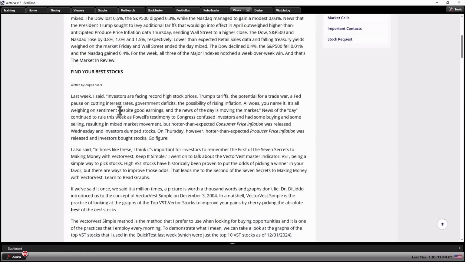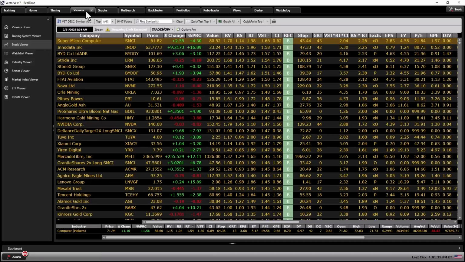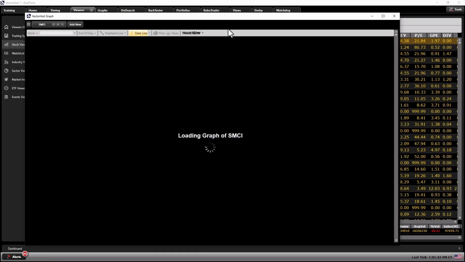So very quickly, if I go to Viewers, and I just go to my stock viewer. Here are the top VST stocks in order. Supermicro, Innodata. So if I just went ahead and graphed, I'm going to graph the top 10, let's say. Click on that, and we'll just graph the top 10.